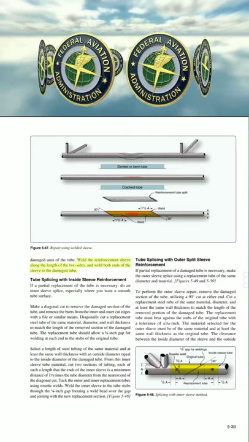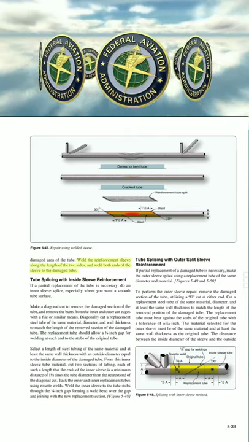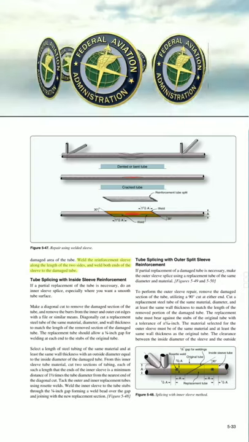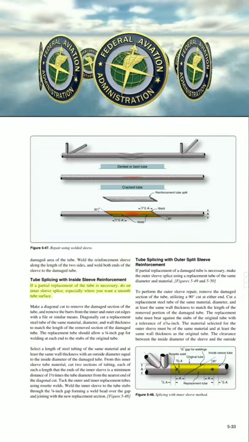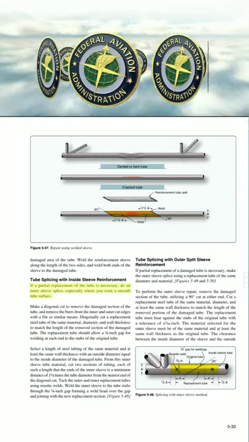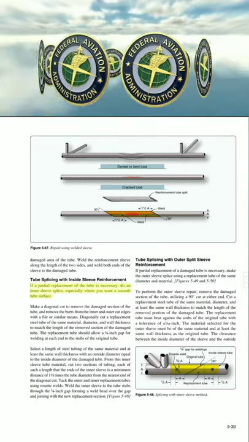Weld the reinforcement sleeve along the length of the two sides, and weld both ends of the sleeve to the damaged tube. Tube splicing with inside sleeve reinforcement. If a partial replacement of the tube is necessary, do an inner sleeve splice, especially where you want a smooth tube surface.